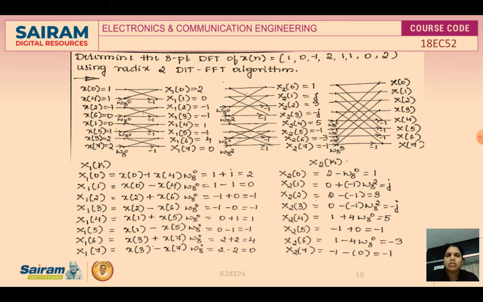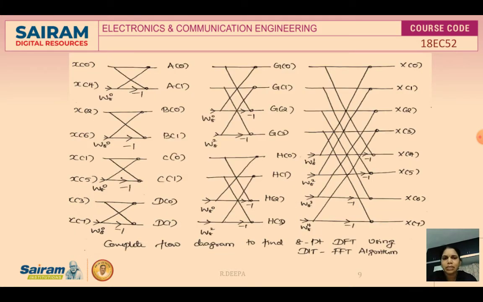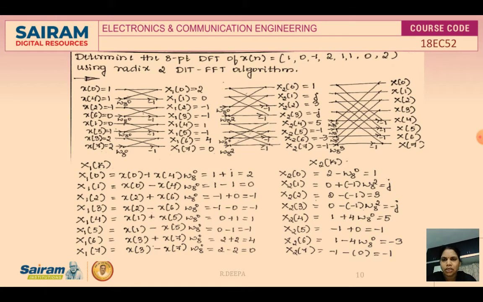In order to find the DFT for the given sequence using the DIT algorithm, first let us draw the flow diagram for n is equal to 8. As we have seen in the last class, this structure represents the flow diagram for an 8-point DIT-FFT algorithm. The input I am going to substitute in bit reversed order. So the input is x of 0, x of 4, x of 2, x of 6, x of 1, x of 5, x of 3 and x of 7.